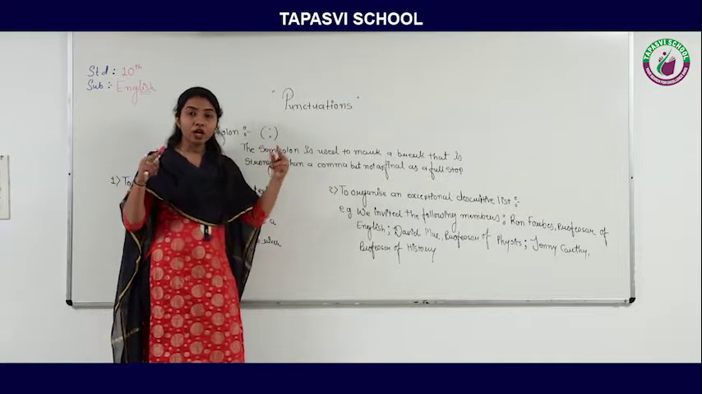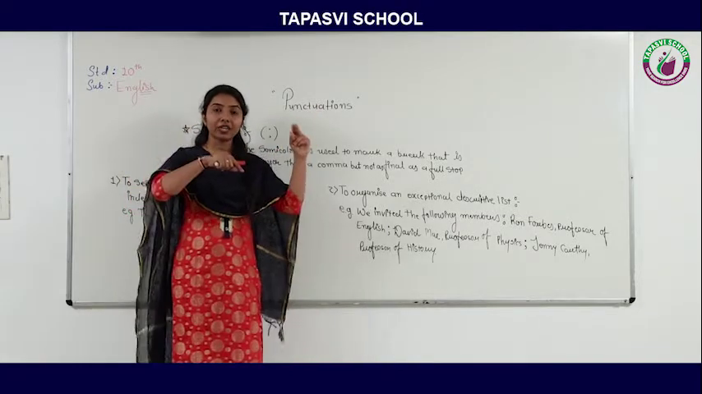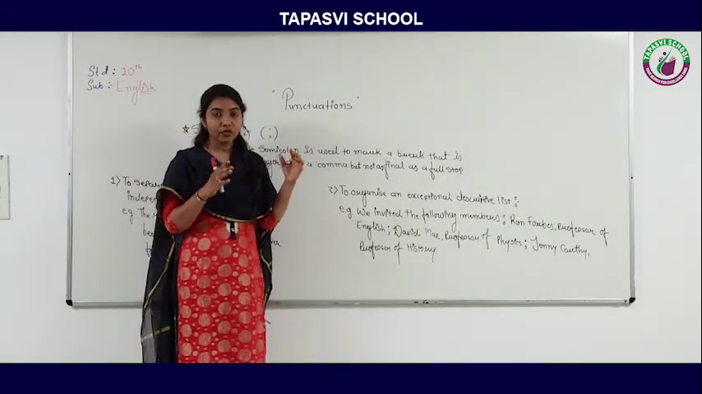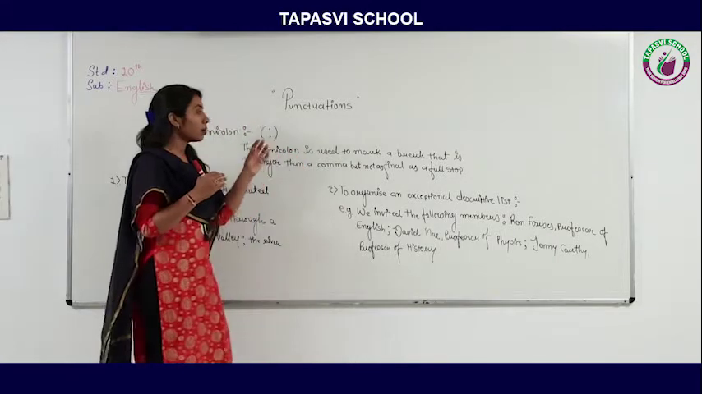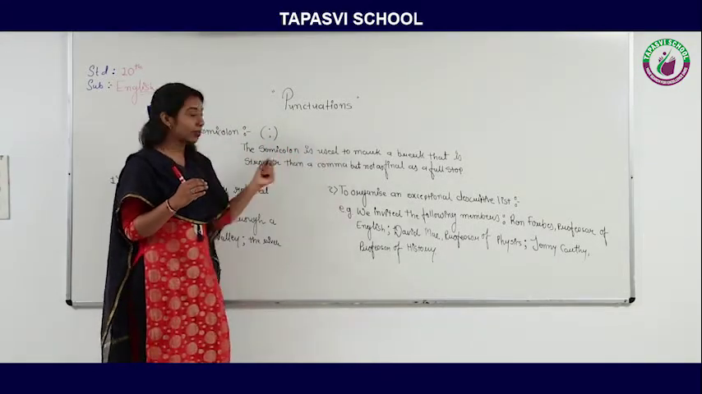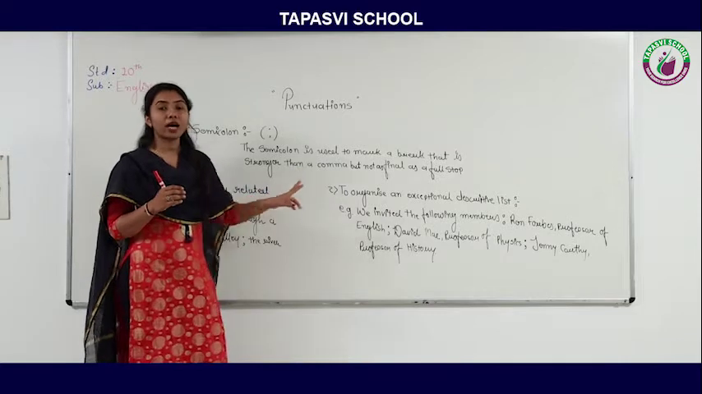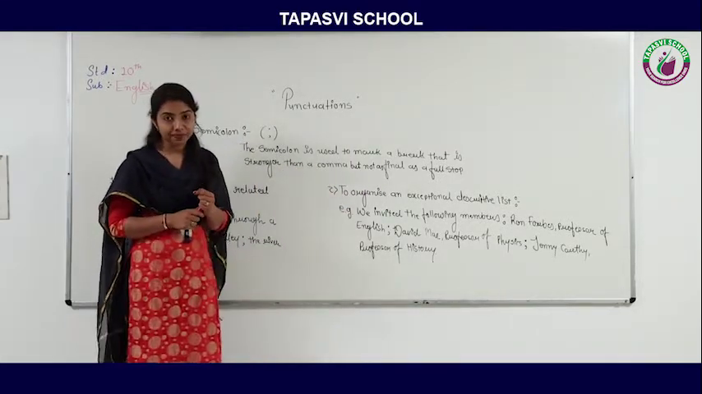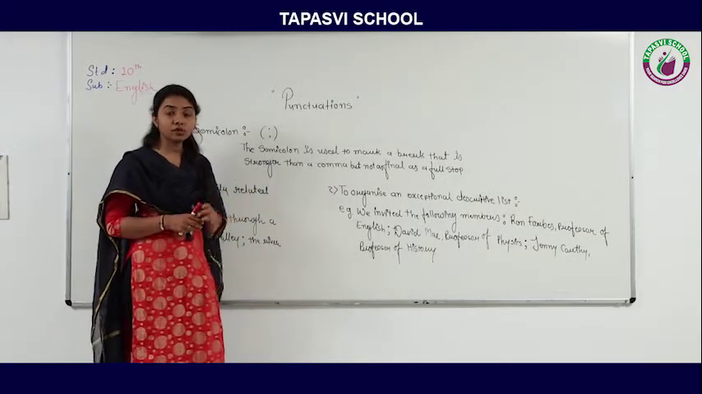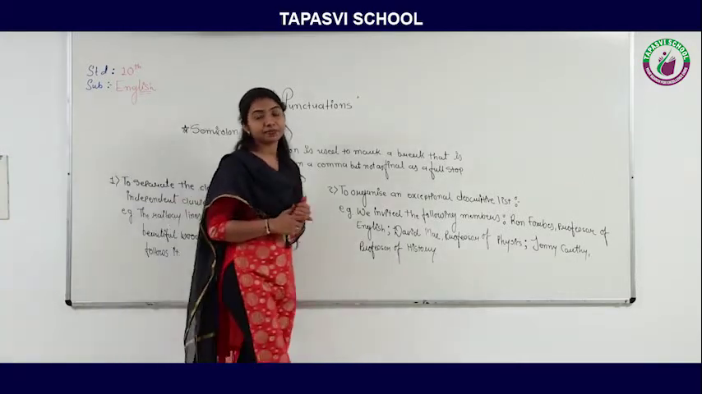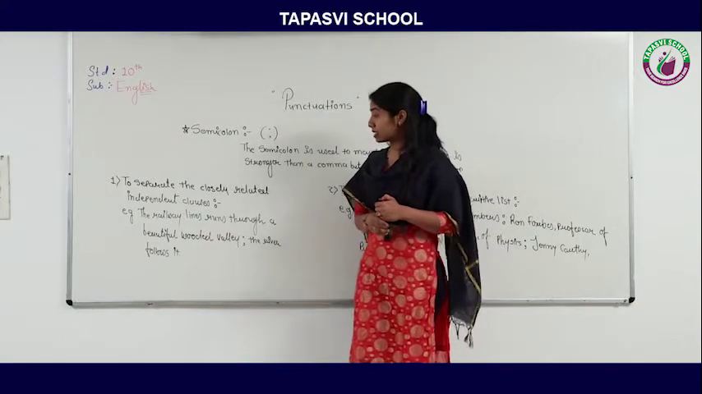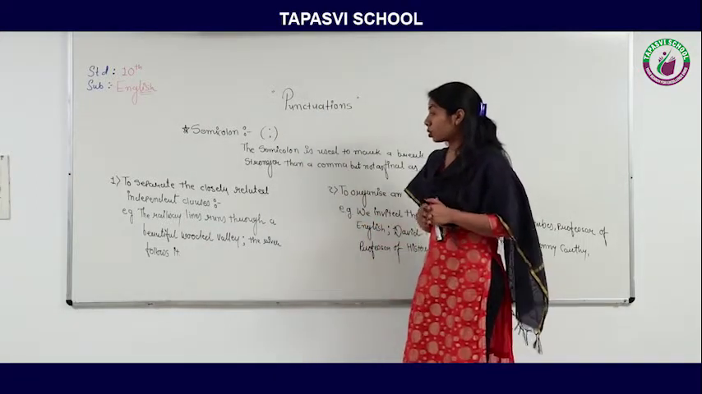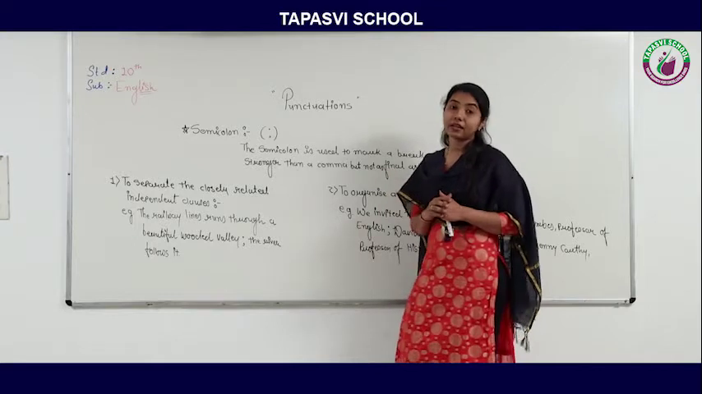So in between full stop and comma, what will come? Semicolon. So we have to take more than a slight pause. It means stronger than a comma's pause and not as final as a full stop, right? So we'll see the usage of semicolon today. The first usage is to separate closely related independent clauses.